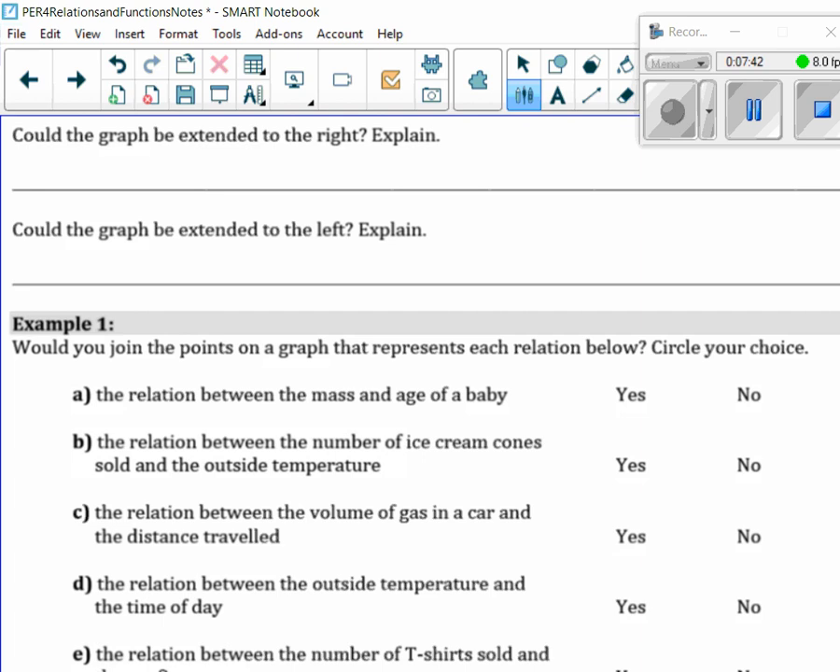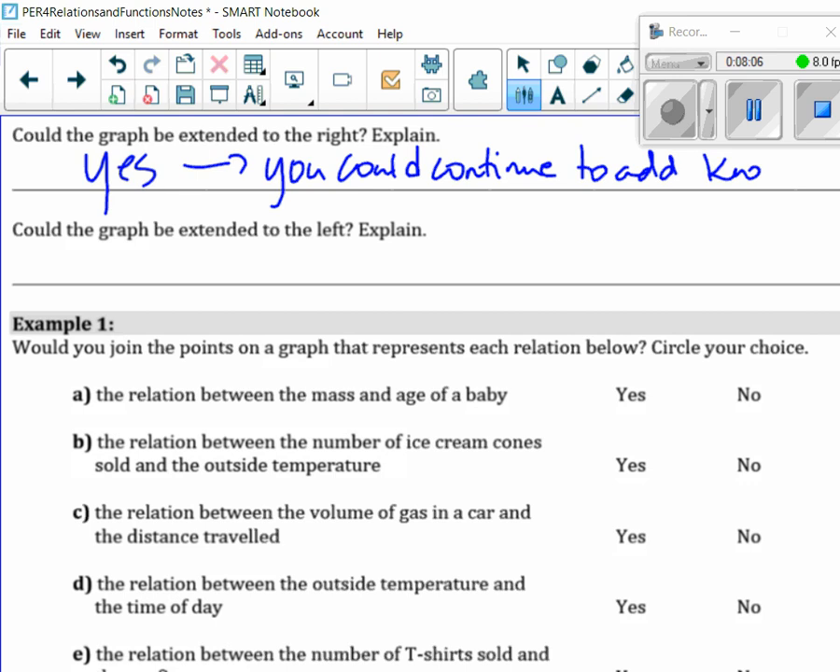Okay, let's keep going. Could the graph be extended to the right? Yes. Explain. You could continue to add up knots. Yes. You could continue to add knots. And you can actually guess it. So can it be extended to the right? No. Actually, there is a, I was going to say, I'm sorry?